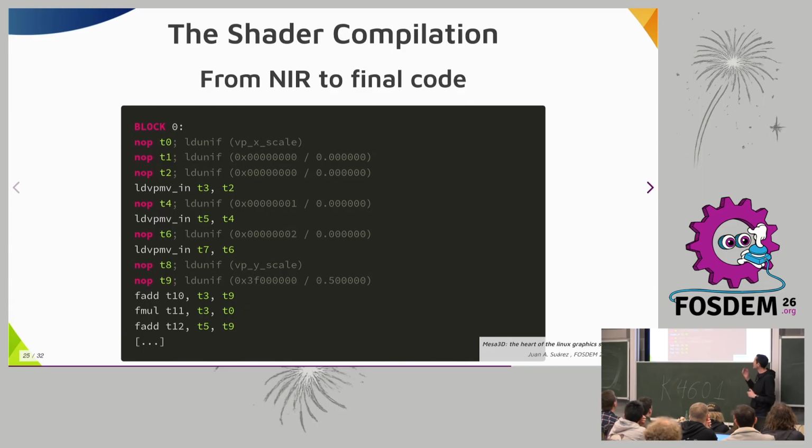Again, I'm showing an example with the V3D, the GPU for the Raspberry Pi 4 and 5. In this case, the NIR is converted to another intermediate language called BIR. This BIR is more suitable for the GPU. It uses instructions that are closer to the ones that the hardware supports. Here we do more optimizations that are very specific to BIR. We do scheduling, reordering instructions, and things like that, until we get optimized BIR.